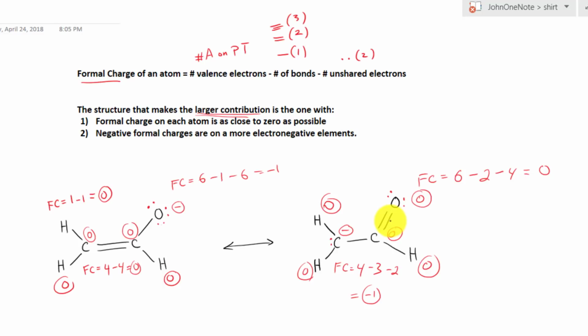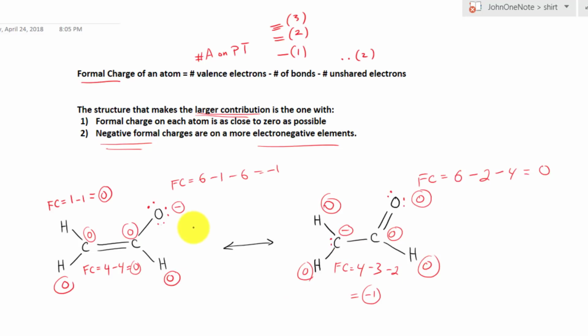That's the first priority. The second priority is that when you have a negative formal charge, it has to be on a more electronegative element. Remember, the most electronegative elements are in group 6A and 7A. So be careful with that one, okay? So let's look at these two structures. Well, this one has a negative charge on oxygen, and the rest of them are all 0. And this one has a negative charge on carbon, and the rest of them are all 0.